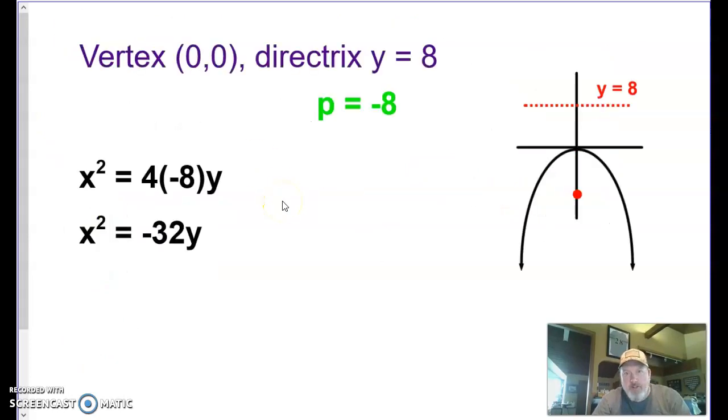All right, now we got a vertex at 0, 0 and a directrix at y equals 8. So if the directrix is here at +8, then the focus is down here at -8. So we're going to take 4 times that, which is 32, but again, opening down, so x squared is -32y. Opens down, it's negative. If it opens up, positive.